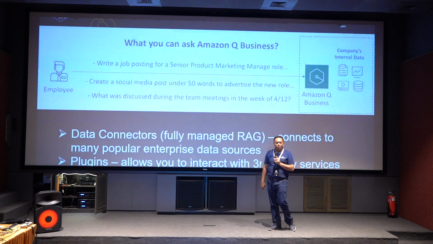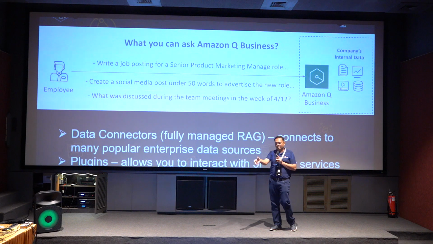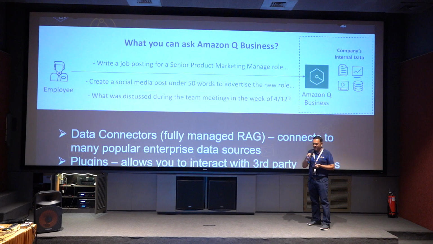Then let's say you are on leave for 2 weeks. Once you come back from the leave, you can ask these questions to the system: what was discussed during the last team meetings, or what was discussed in the last 2 weeks? What happened in the last 2 weeks? So it will give you accurate answers from the company's data source. So these kinds of applications are being used in corporates using Amazon Q.